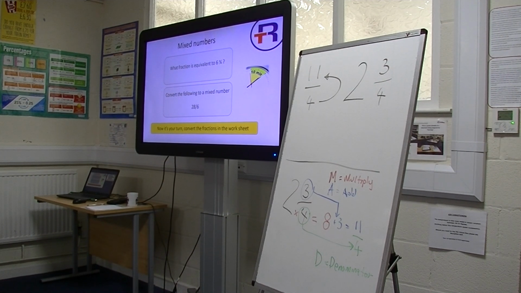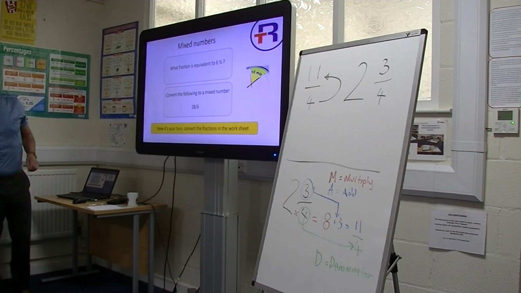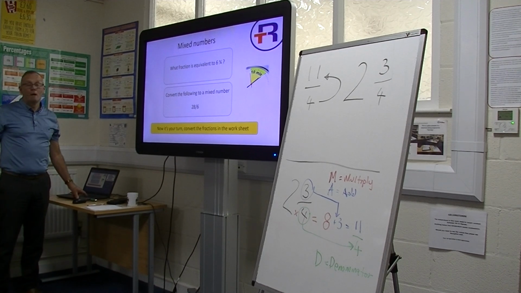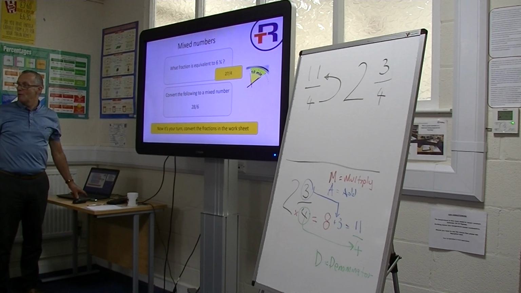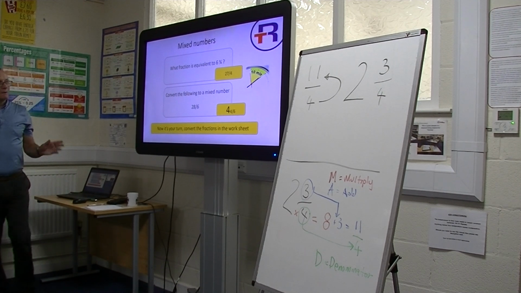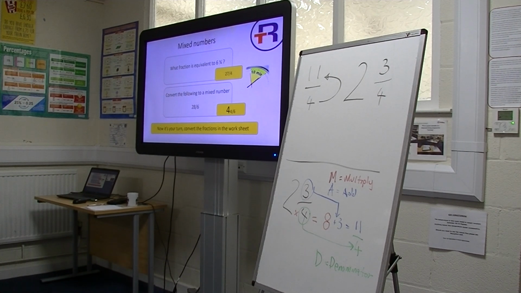Right, let's get a couple of answers. So what fraction is equivalent to 6 3/4? It's an improper fraction. 27 over 4. Convert the following to a mixed number. I've got 4 and 4/6. Yeah, 4 and 4/6. You've all got this.